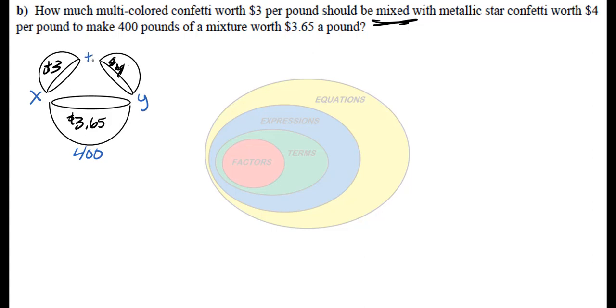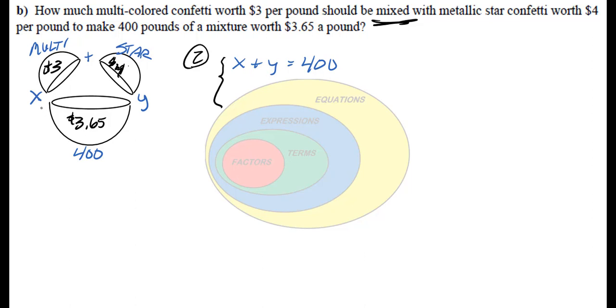So again, this should be just like any mixture problem. The $3 one we could maybe write as the multicolored, and the $4 a pound was the metallic star. We can keep track, but the system comes from the total pounds. So when I set up my system to solve, it's going to be the total pounds of the confetti. So if I add X plus Y, I should get 400 pounds. And then the second equation comes from the cost of each one, or the total cost.